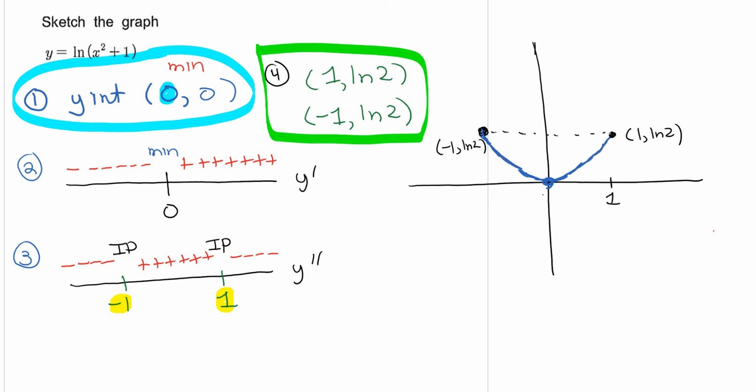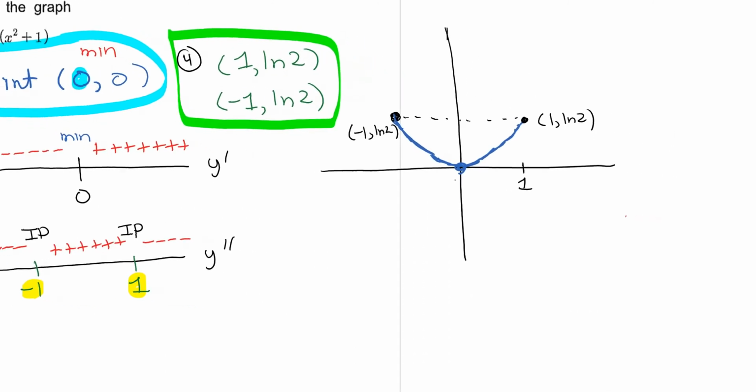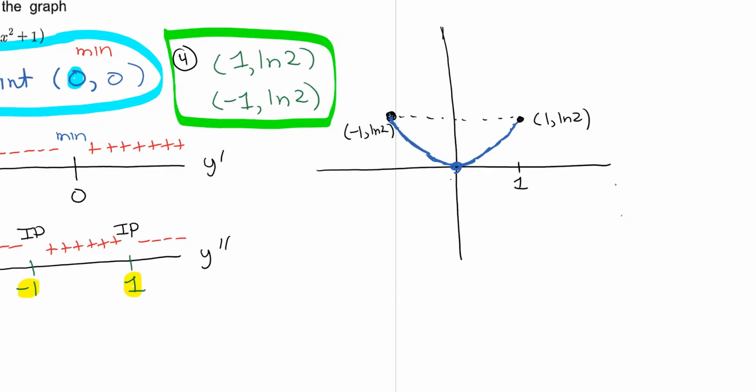Alright, so that's what the graph kind of looks like right now. And then you should ask yourself, well, what's happening to the graph as I go forever to the right-hand side and forever to the left-hand side? Now, in order to figure that out, you need to do a limit calculation. So let's do the limit as x goes to positive or negative infinity. And our original function here was ln of (x squared plus 1).